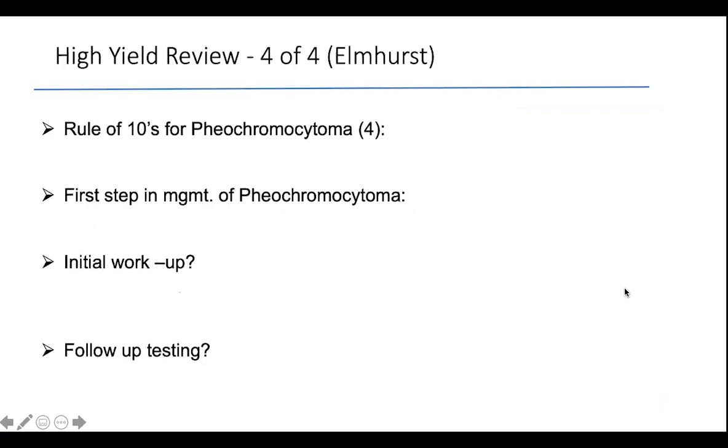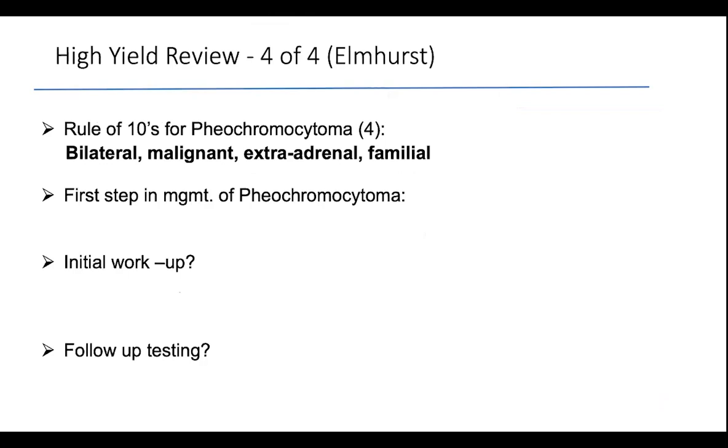So this is going to be our final high yield review slide for Elmhurst, if they're logged in. I don't know if I see Elmhurst in chat here. So we'll just go through these ourselves. So rules of 10s for pheochromocytoma: bilateral, malignant, extra-adrenal, familial. Oh, there we go.